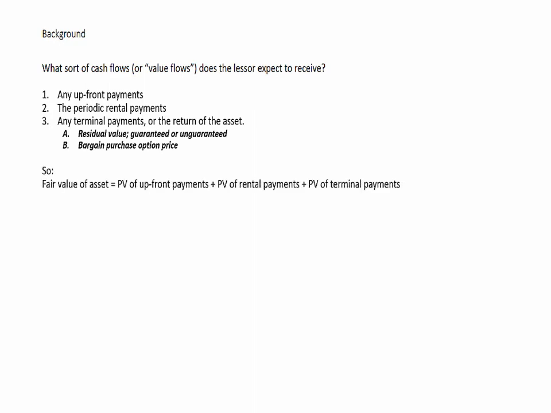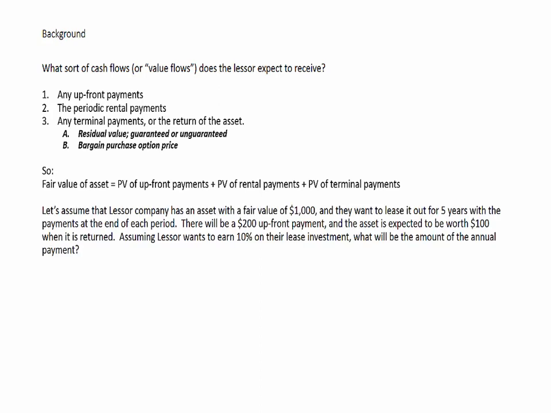So what we have is the fair value of the asset is going to, again, be equal to the present value of everything the lessor expects to receive, which is the present value of any upfront payments, plus the present value of the rental payments, plus the present value of any terminal payments.